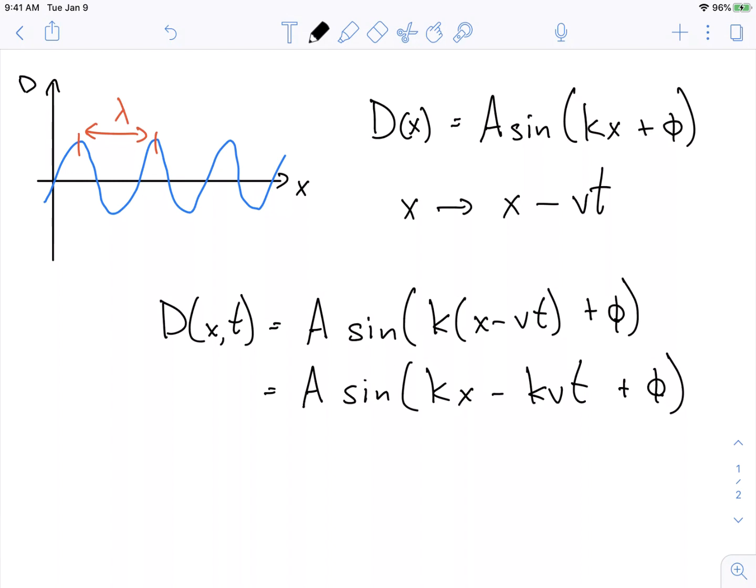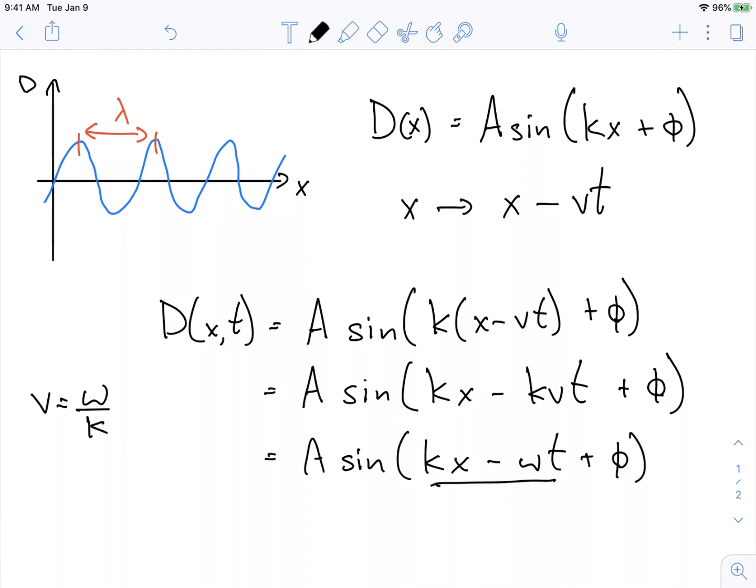Well, what's k times v? Well, remember that the wave velocity is equal to omega over k. So k times v is actually omega. So I get for my equation for a traveling wave this really standard thing that we see. And we see that it comes just from making this substitution into a normal wave that's standing still. And what do we see now? We see now that as we turn on time, right, this whole wave will move to the side altogether. The whole sine wave will just travel to the side.